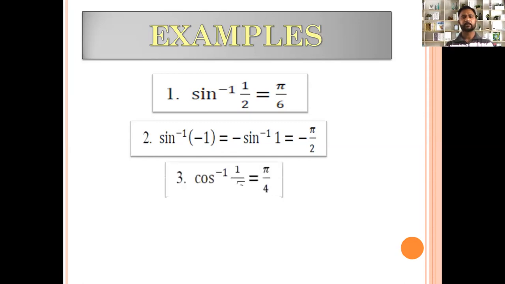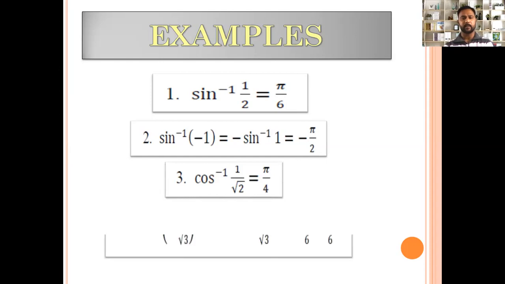See the next one. Cos inverse of 1 by root 2. A direct positive real value is taken along with cos inverse. For which angle is 1 by root 2 the value of cos? Very good. Cos pi by 4 is 1 by root 2. Therefore, cos inverse 1 by root 2 is pi by 4.